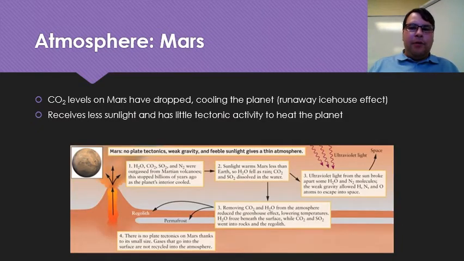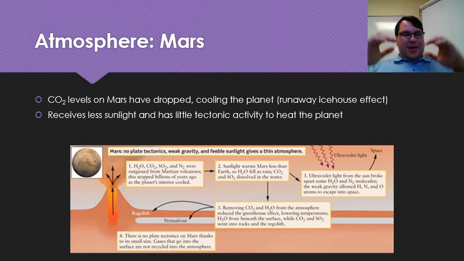If we look at Mars, again, just the opposite. It has what we call the runaway ice house effect. Mars can't keep enough heat in. And so Mars is very cold. What we get to see here is that, yes, there is a little bit of volcanic activity, but it's not a lot. Due to the thin atmosphere, Mars cannot heat up enough, so it will constantly cool, and it will cool a little bit faster.